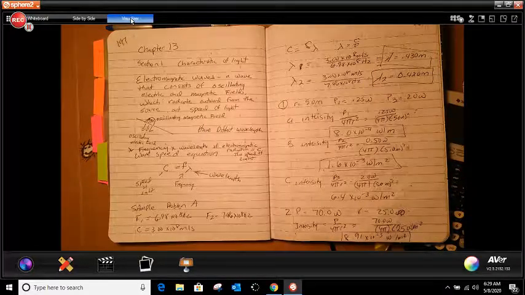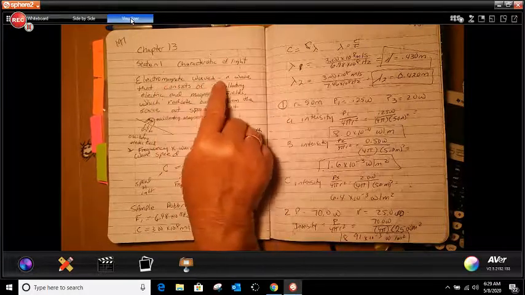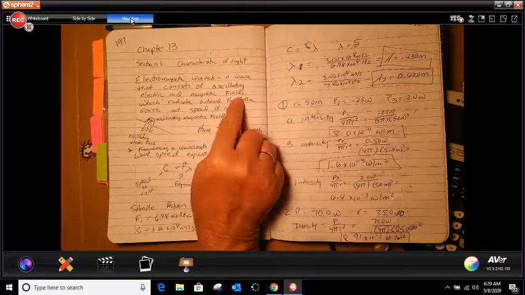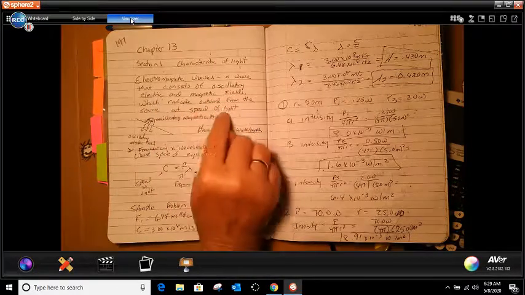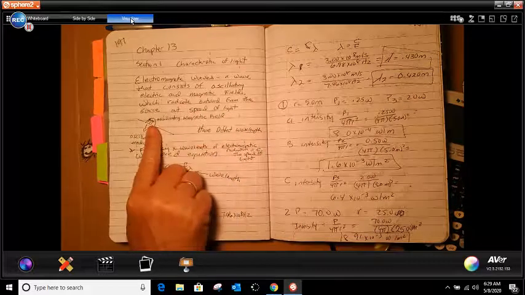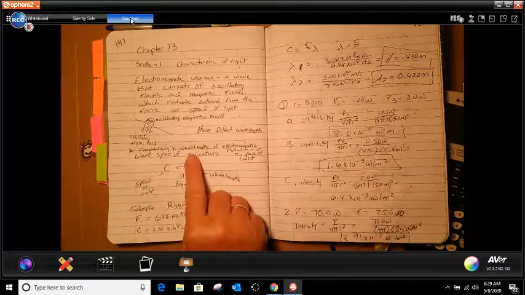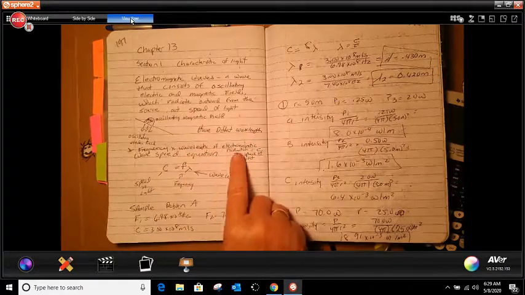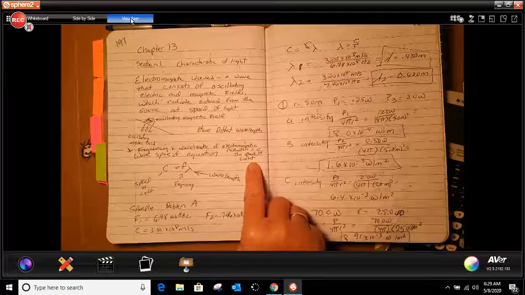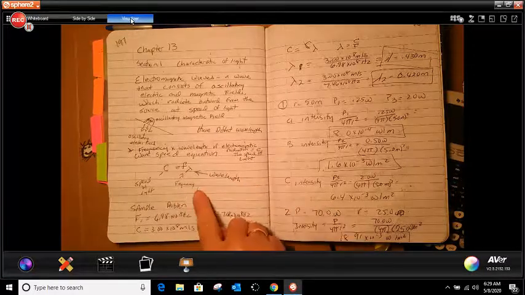On here it has characteristics of light. Electromagnetic waves: a wave that consists of oscillating electric and magnetic fields which radiate outward from the source at the speed of light. As it's rotating around that axis, they both have different wavelengths. Frequency times wavelength of electromagnetic radiation equals c, which is the speed of light. So the speed of light equals frequency times wavelength.